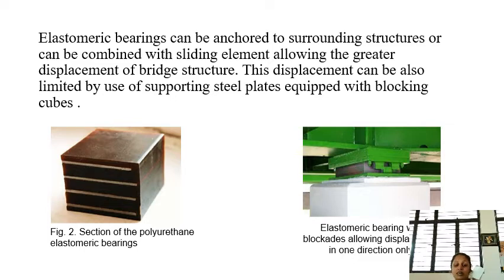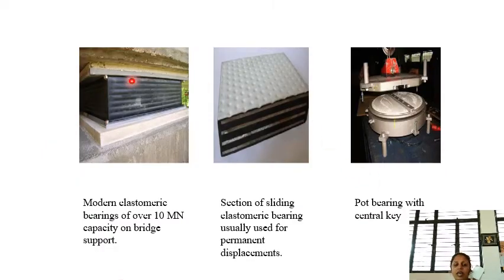In this figure you can see a box bearing, that is an elastomeric bearing. This is a section of the polyurethane, and in this sketch you can see an elastomeric bearing used for the blockades, allowing displacement in one direction only. So here you can see that the movement displacement is allowed in only one direction. And nowadays we have this modern elastomeric bearing. It can withstand up to 10 mm capacity on the bridge support.